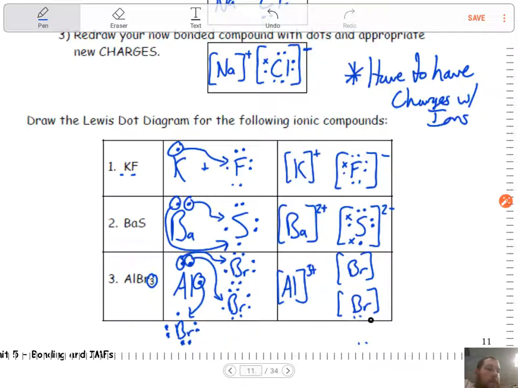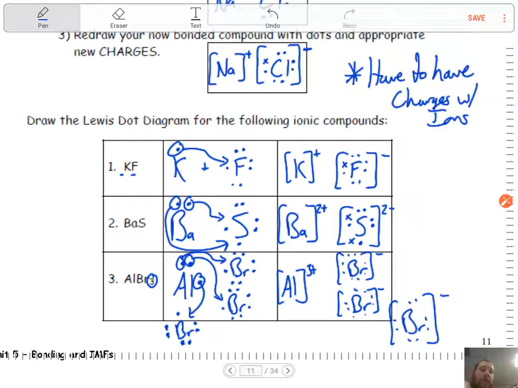Now I realize that my space is limited here, so I'm going to draw bromine over here. The third one. Negative charge. Mine are getting sloppy here. That's okay, as long as I have the 8 dots all around it and the charges. Okay, so that's what they should look like.